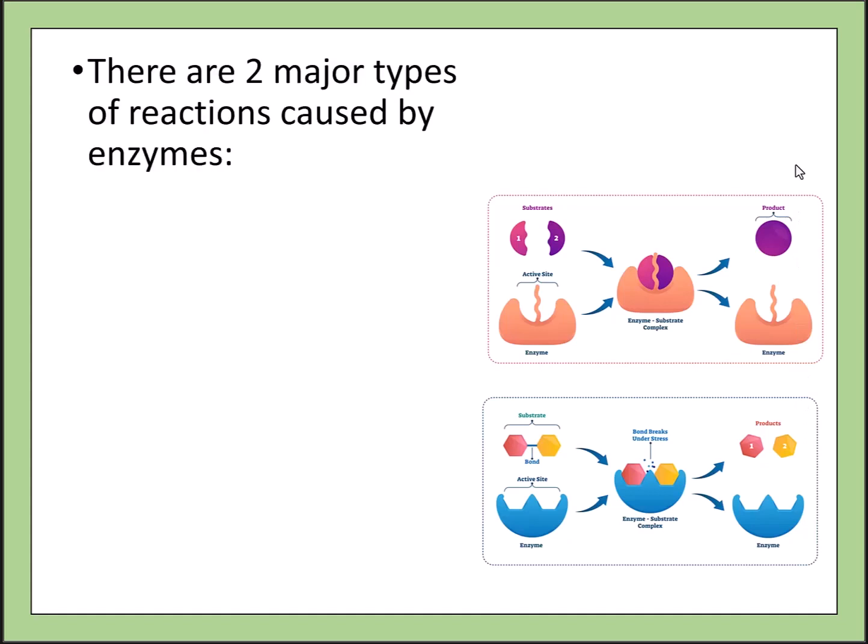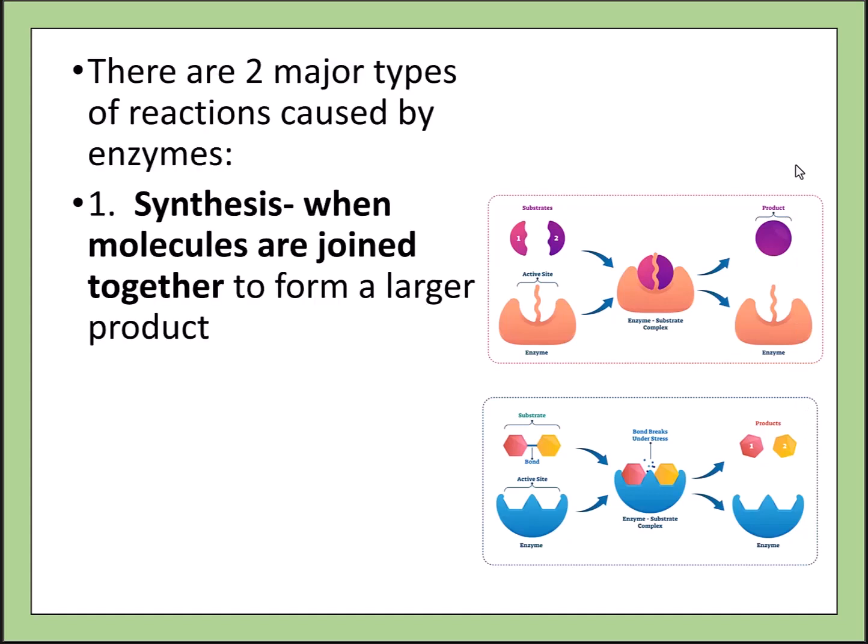There are 2 major types of reactions caused by enzymes. Synthesis, when molecules are joined together to form a larger product. So here you can see we have 2 substrates. When they join in the active site of an enzyme, they are combining together into one product. And enzymes have lots of different illustrations. They don't actually look like this. They look a lot more like that folded final structure of a protein that we discussed, but sometimes those are so complicated that illustrators will just make it very simplified. So you'll see enzymes modeled and illustrated in lots of different ways.